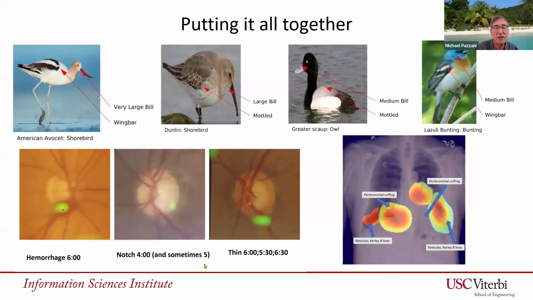So putting it all together, both in radiology, ophthalmology, and bird watching, we're able to identify salient features. In ophthalmology, like hemorrhaging or notching of the rim or thinning, and have that correspond better to where the experts say they are. And same with the bird watching here, except it thinks that one of those birds is an owl, which kind of confuses me, but that's okay.